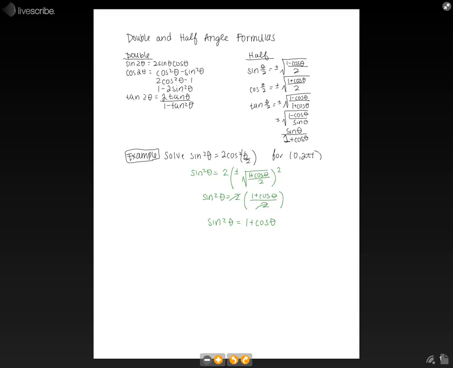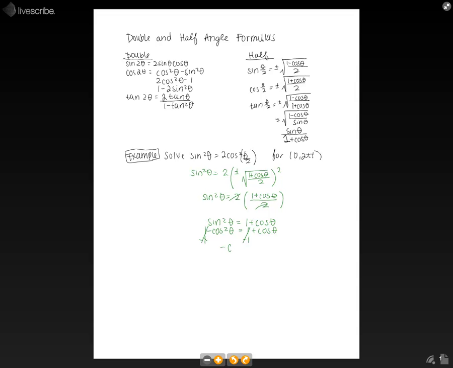Now something to recognize is that we can use one of the Pythagorean identities, sine squared plus cosine squared equals 1, and if you rearrange that and solve for sine squared, that's equal to 1 minus cosine squared of x. So we're going to substitute that in for our sine squared theta so that we can get cosines for both. So we'll have 1 minus cosine squared of theta is equal to 1 plus cosine of theta. And we can subtract 1 from both sides to get rid of the 1's.